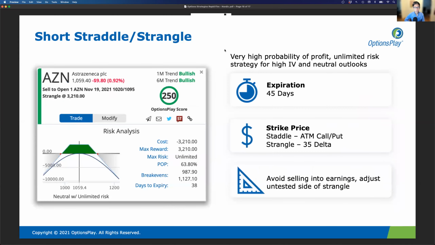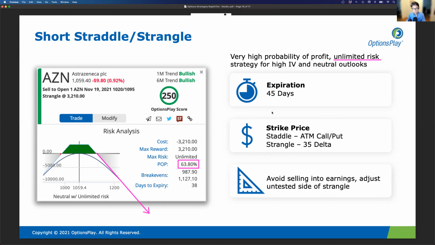And lastly, I'll leave you with a short straddle and a strangle. This is probably the riskiest of all strategies, but it also is one of the highest probability of profit strategies. As you can see, probability of profit 63.8%, but it does have unlimited risk. So this is the type of strategy where, let's say you sell an AstraZeneca straddle and the stock takes off, maybe tomorrow they have some news that they've got some new drug that solves, I don't know, the world's problems, right? And the stock jumps 1,000%. Well, you have unlimited risk to the upside if you sell a straddle. So that's the risk that you're taking.